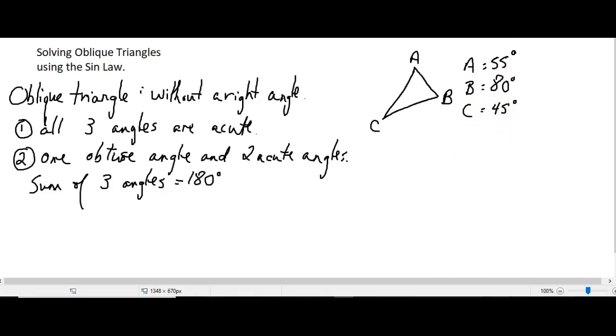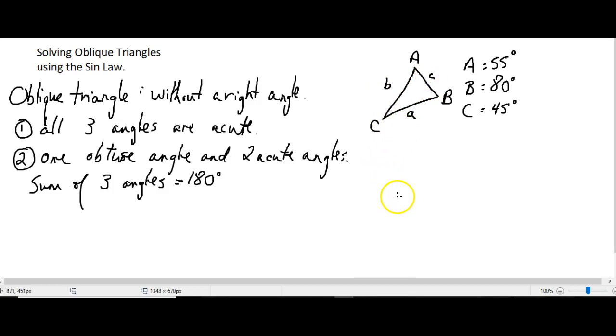Another thing to note, when you are labeling triangles, is that the angle and the side opposite it, which is the side opposite angle A, have the same letter. The capital letter is used for the angle, and the lowercase letter is used for the opposite side, which means that if this is B, then side b is over here, and if this is C, then side c is up here.